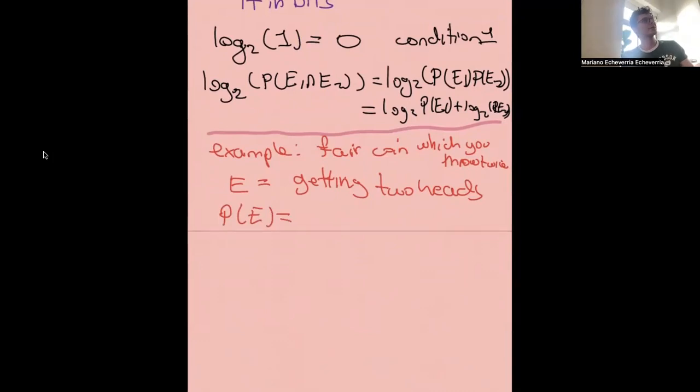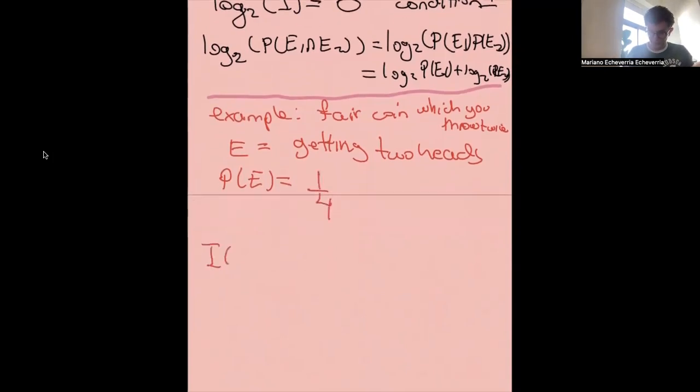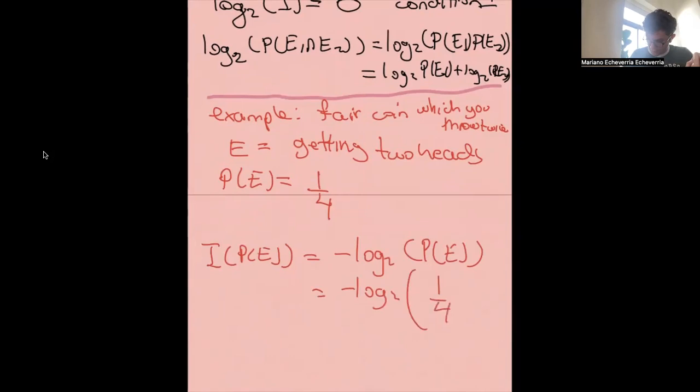It's 1/4, right? Because the possible outcomes are heads-heads, heads-tails, tails-heads, or tails-tails. So it's 1/4. And so what's the information of this event? It's minus log base 2 of its probability. So it's minus log base 2 of 1/4, right?